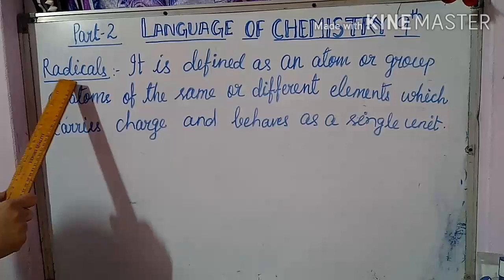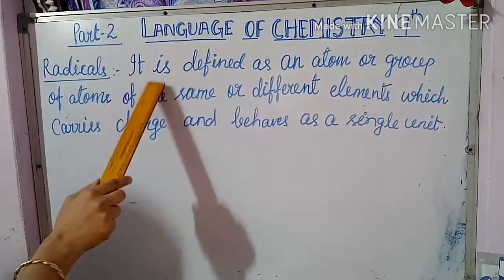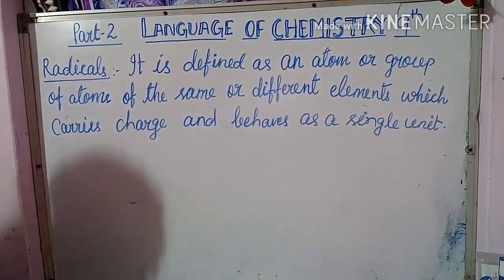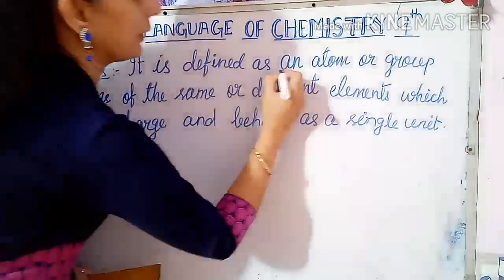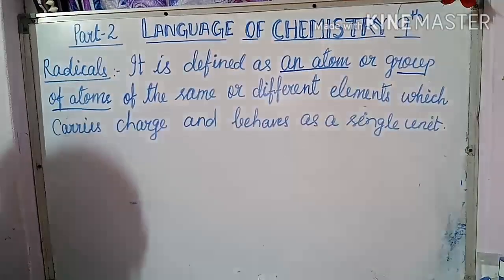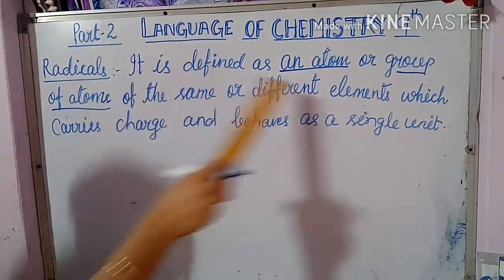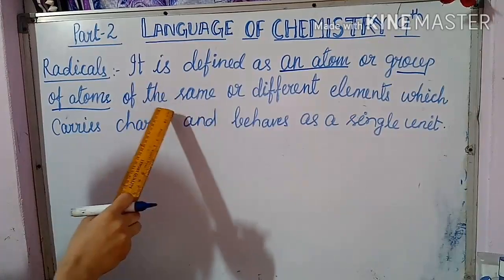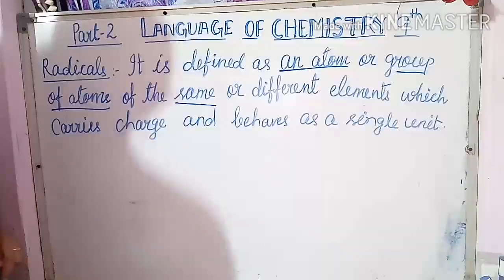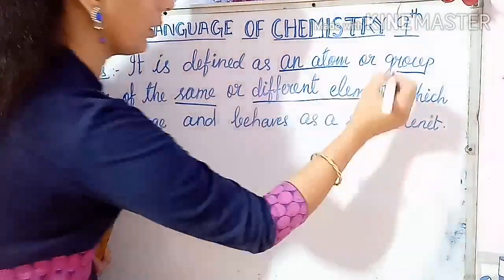Now children, let's write the definition of the radicals. It is defined as an atom, that is important, an atom or group of atoms. It means you can take a single atom, or more than one atom can make a group, of the same or different elements. The same element's atoms can make a group, or different elements can also make a group.